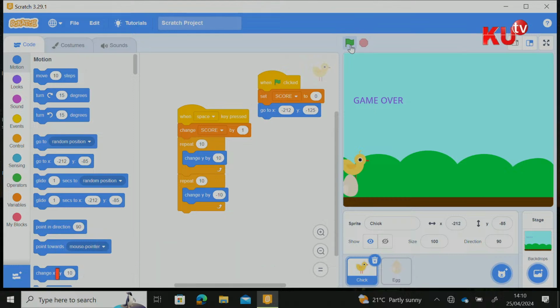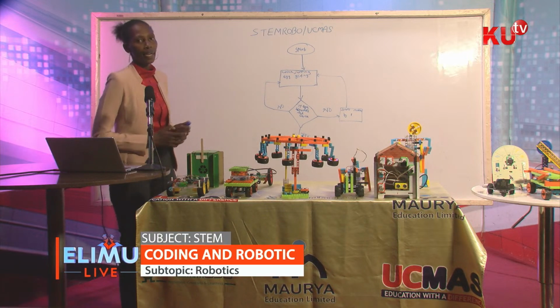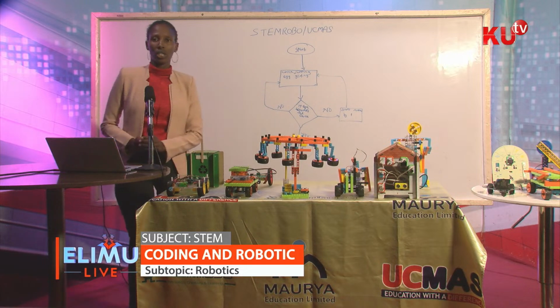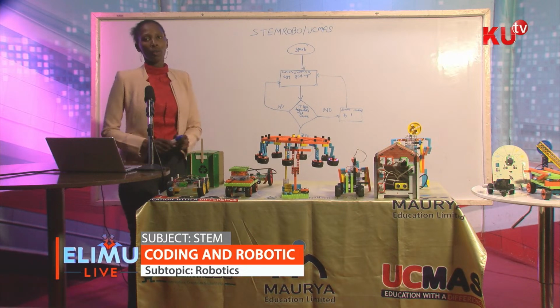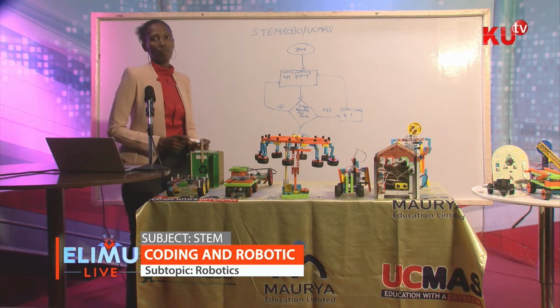Okay, so I said the first thing you have to do is a game plan. By game plan we normally use a flow chart. And what is a flow chart? A flow chart is a graphical representation that uses shapes to represent the flow of a process.